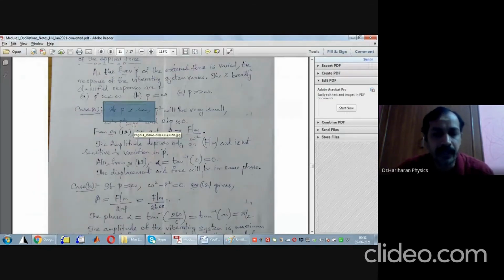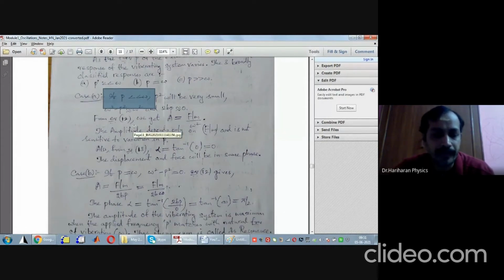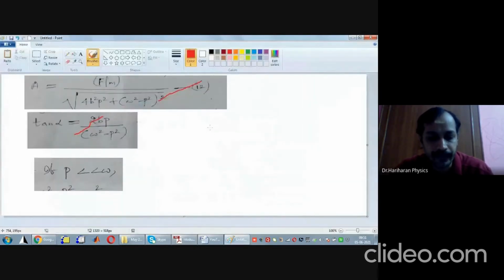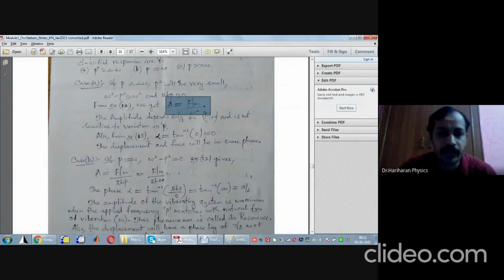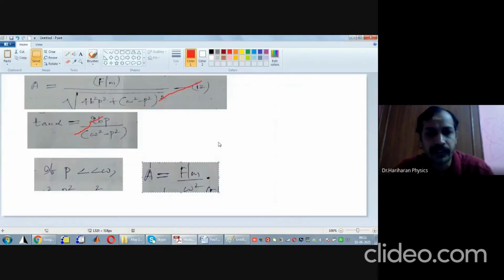I will not get into mathematical details. We'll look at it from a qualitative point of view. So what will happen to the amplitude? Amplitude will simplify as A equal to F by M omega square. And what will happen to the phase lag? Phase lag is given by alpha equal to tan inverse of 0.